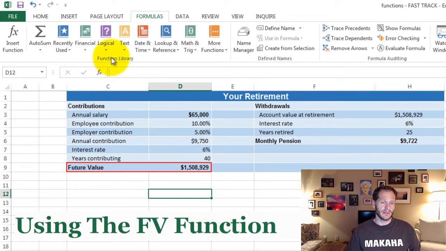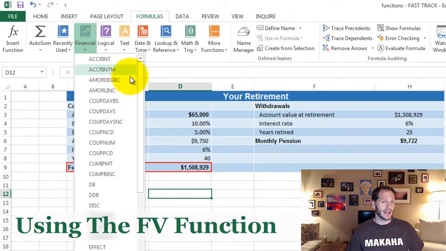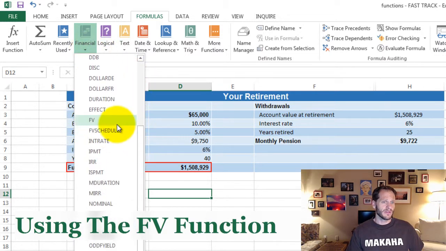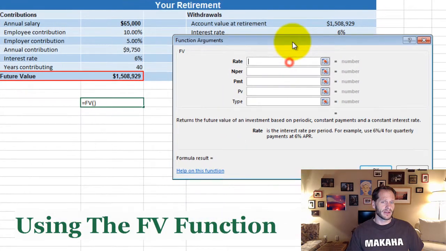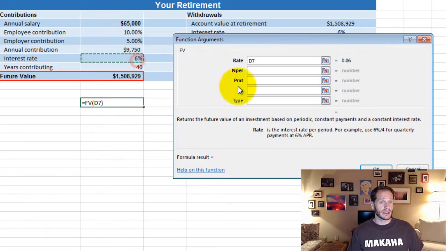So let's recreate the future value function. I'm going to click on Finance right here. So the future value, like the name of that function in finance: what is the future value of those investments? That's where it comes from. The rate is going to be 6%. That's what they're going to earn.